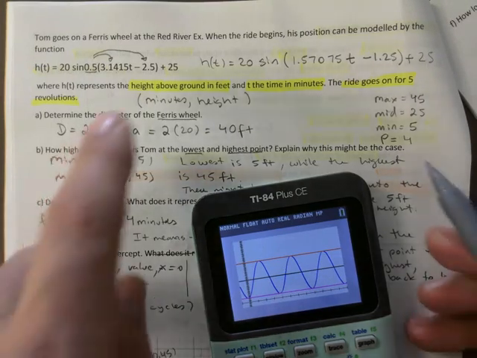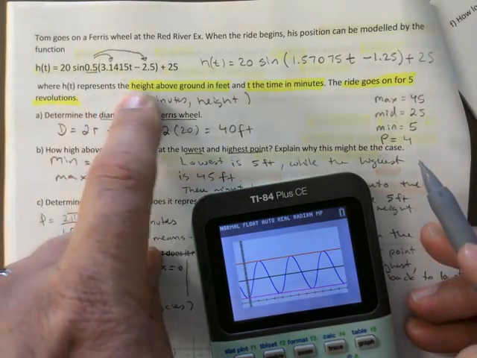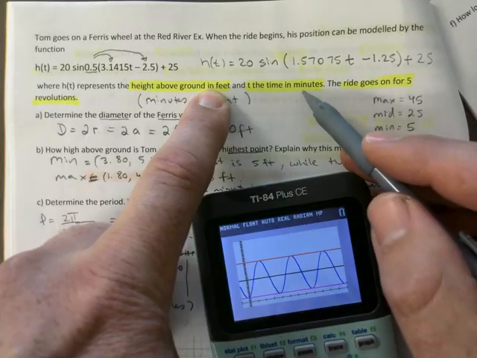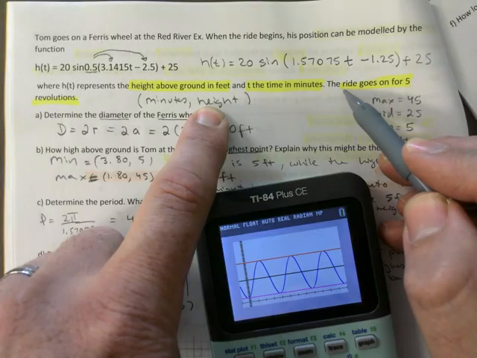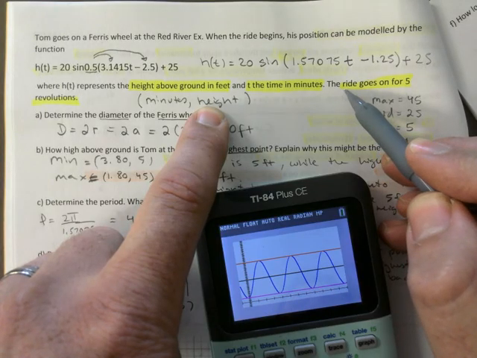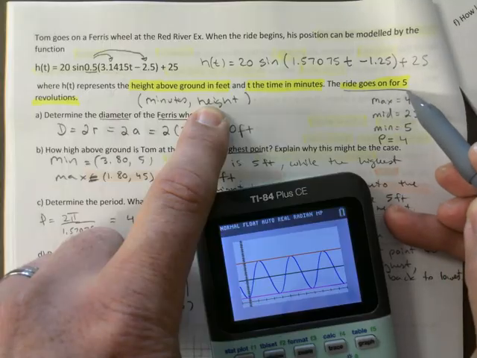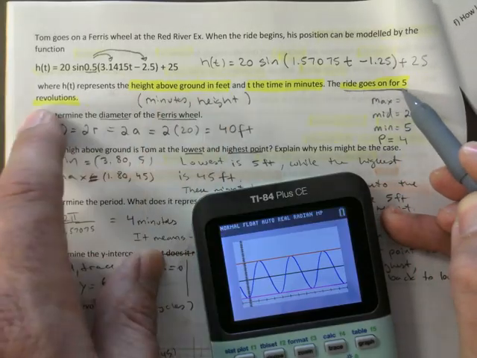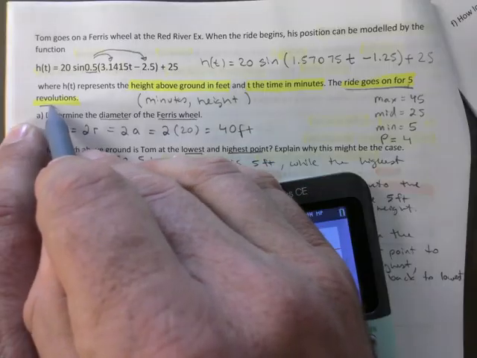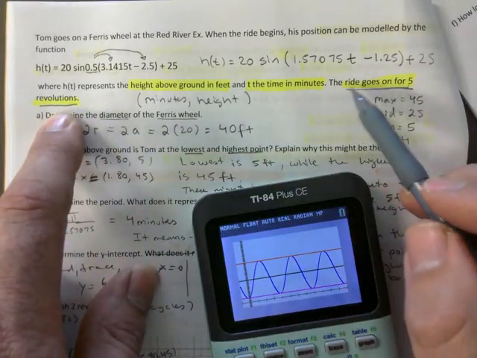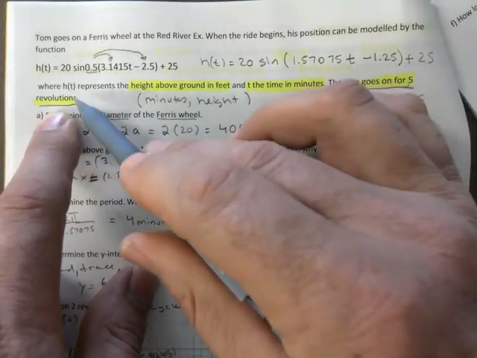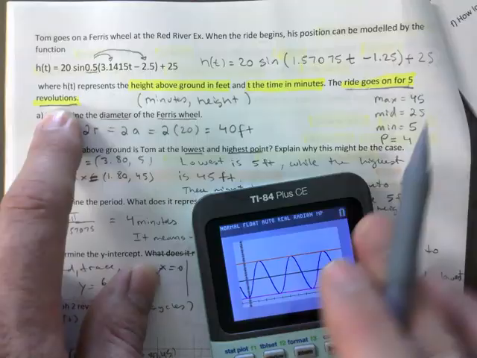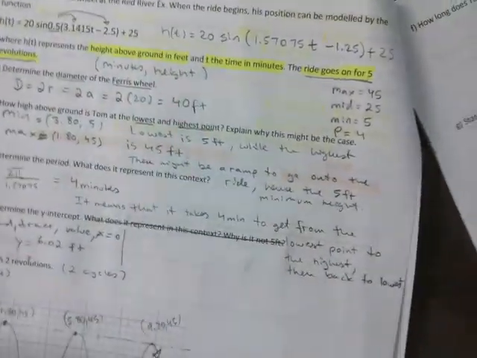Just a reminder, what does this say here? We're comparing height and time in minutes, okay? And always read, before you answer any questions that follow a graph or just in general, please read every little piece of the question. The ride goes on for 5 revolutions. Okay, let's make note of that as we go on to page 20.